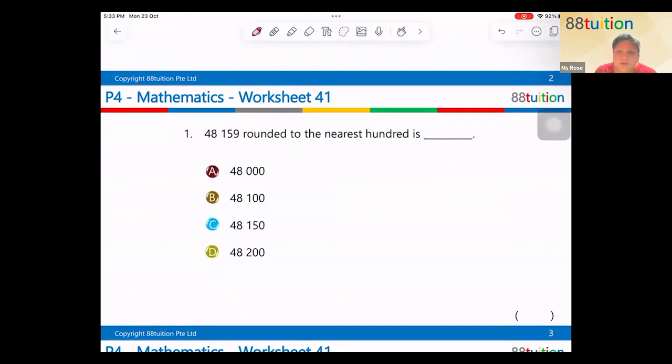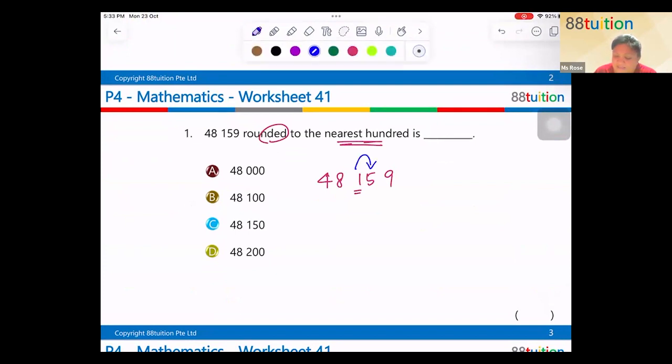Now, question 1. They say rounded to the nearest 100. When they say rounded to the nearest 100, you have to look at the digit in the tens place. Is it 5 or more? Yes. So you have to round it up, and everything else becomes 0. Yes, Raj, correct, that is D. This is how you round off.